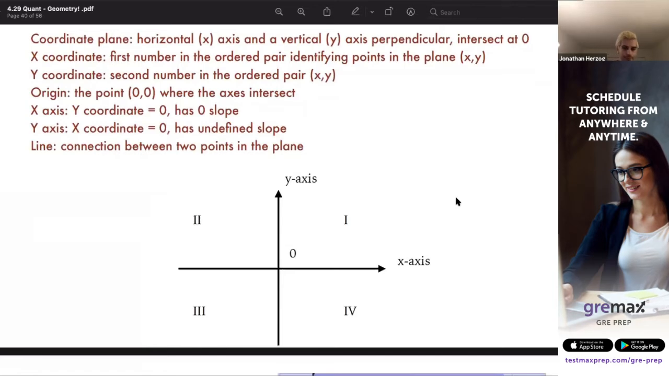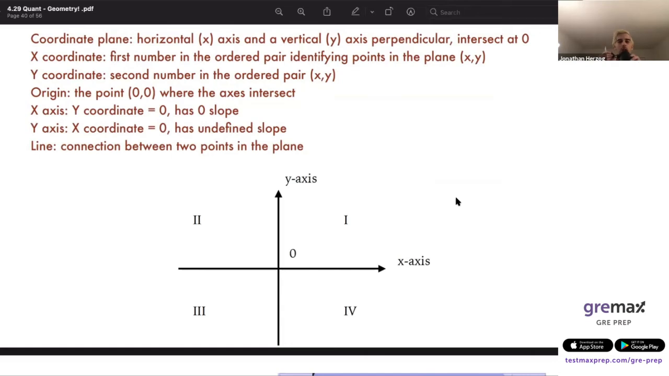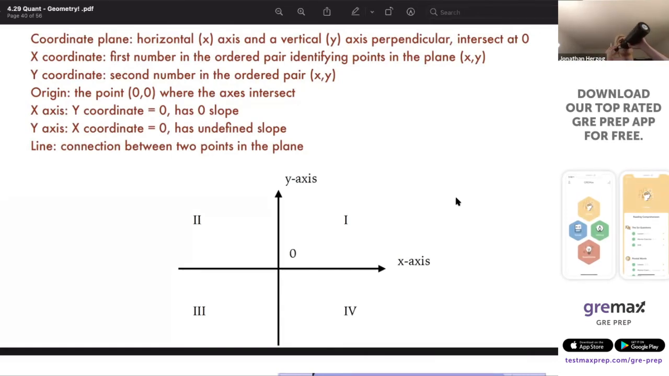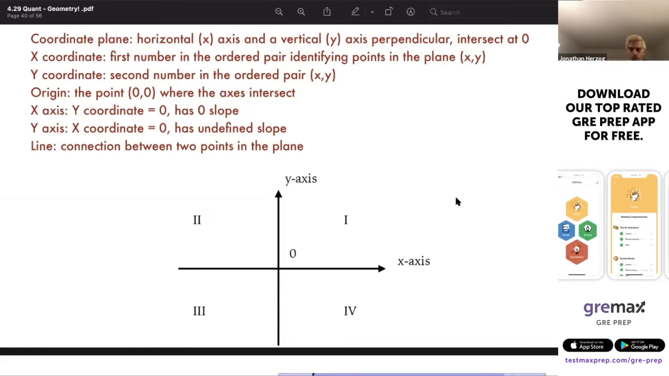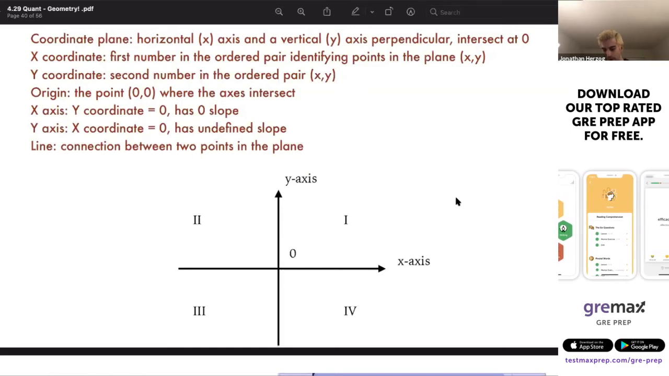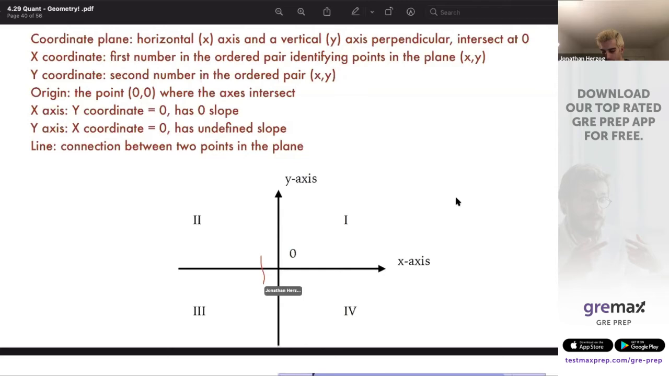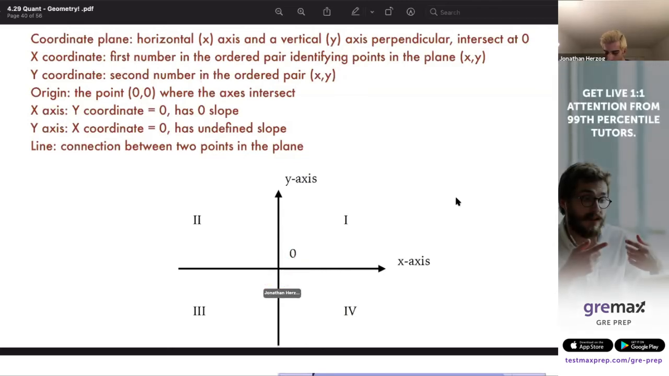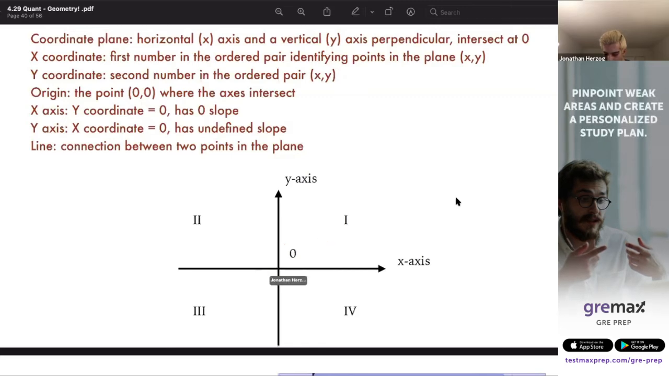All right. Coordinate plane. We have a horizontal x-axis and a vertical y-axis. These axes are perpendicular, creating these right angles everywhere. They intersect at the origin, or the point 0, 0. The origin is the intersection point of the x and y axes.